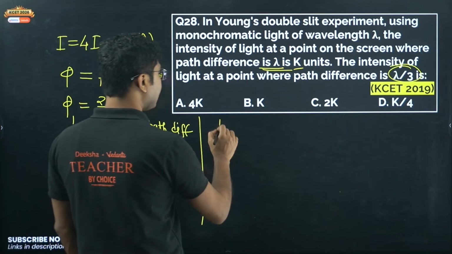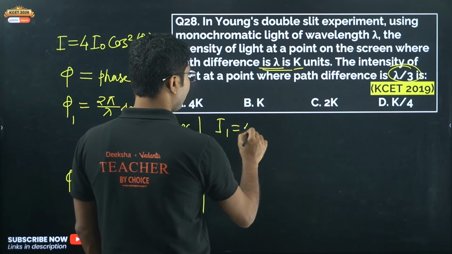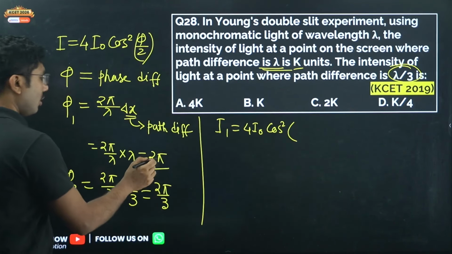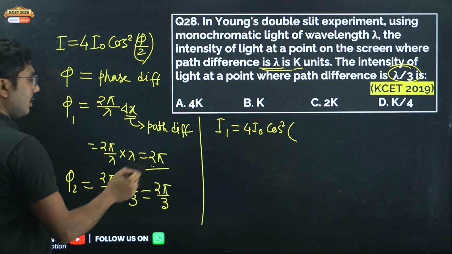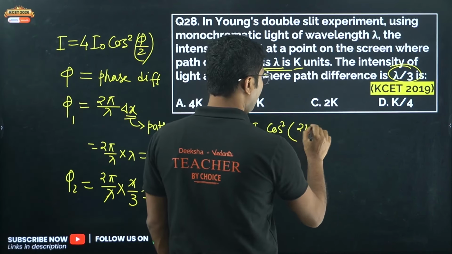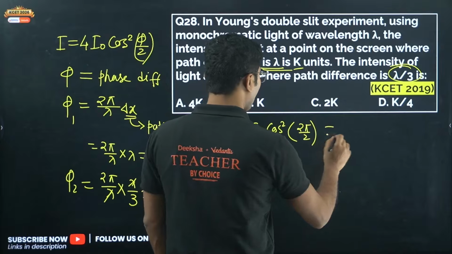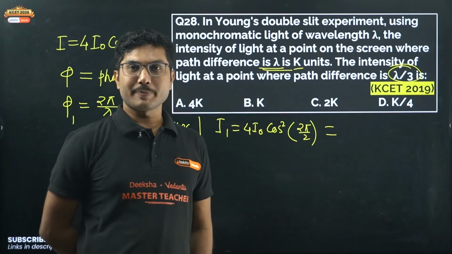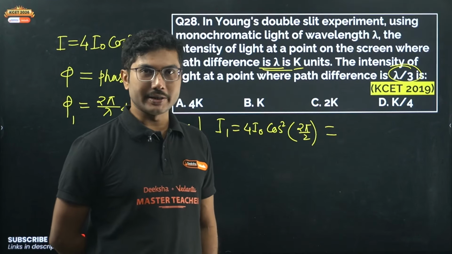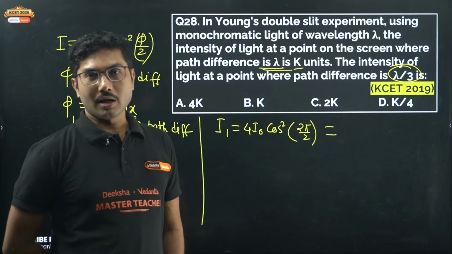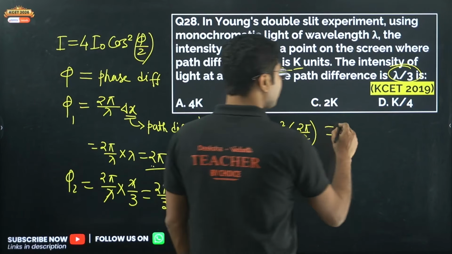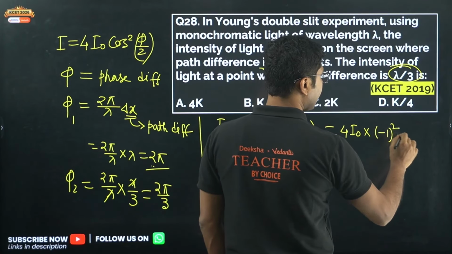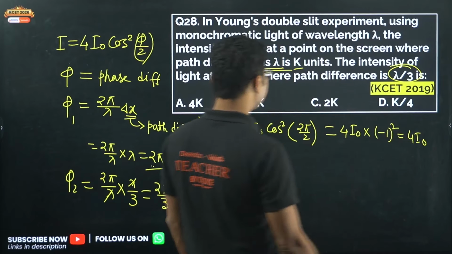So initially the intensity I1 was 4I0 cos square, phi is 2 pi, so 2 pi by 2. Okay, what is 2 pi by 2? 2 pi by 2 is pi. So what is the value of cos pi? Cos pi is minus 1. Pi means 180 degrees. Okay, so cos pi is minus 1, but there is a square term, so we can write 4I0 into minus 1 whole square, that is 4I0. So this is the initial intensity.